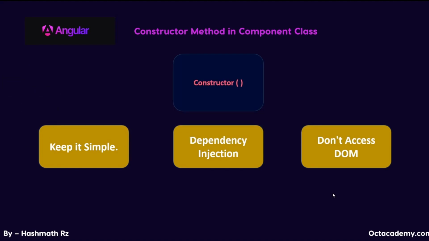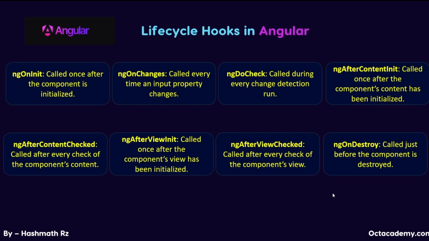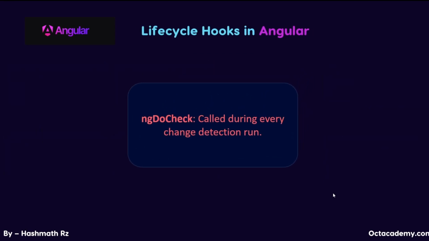Alright guys, let's move on to our next lifecycle hook in Angular, ngDoCheck. So what's ngDoCheck all about and why do we need to know it? So let's begin. Alright guys, first things first, what exactly is ngDoCheck? Well, ngDoCheck is a lifecycle hook that Angular calls during every change detection run. It's like a vigilant guard, constantly checking for changes in your component.